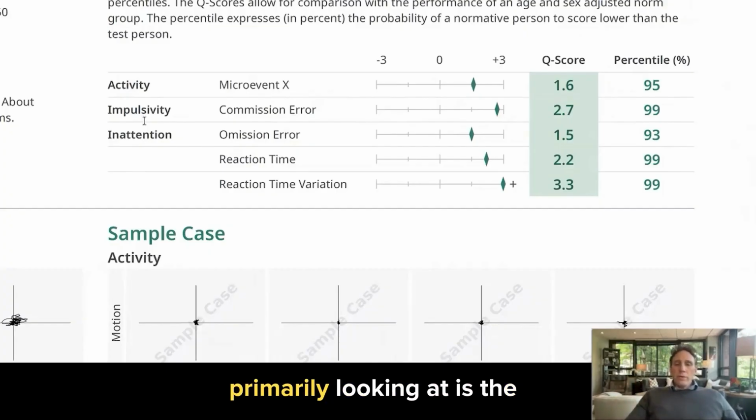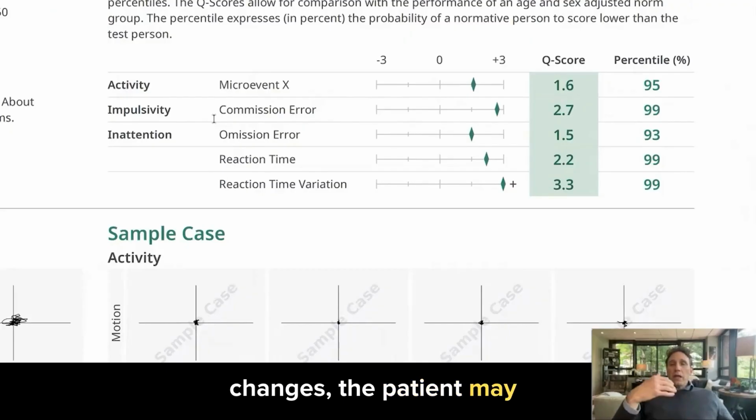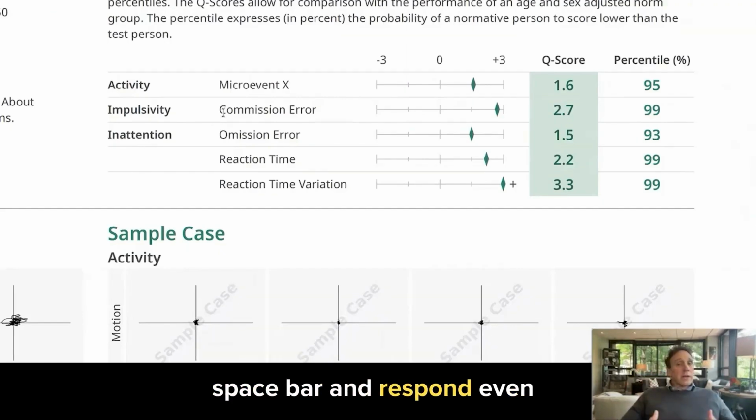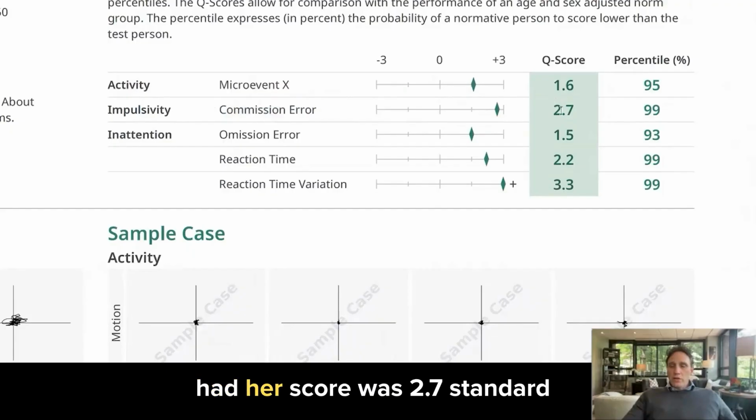In this instance, what we're primarily looking at is the person's reactivity to visual stimuli. So as the figure on the screen changes, the patient may actually have a responsiveness to that visual stimuli. And what we're measuring is her knee-jerk reaction to click the space bar and respond even when she's not supposed to. So we call those commission errors. And in this instance, this woman's score was 2.7 standard deviations from the mean. That means she made more commission errors than 99% of women her age taking this test.